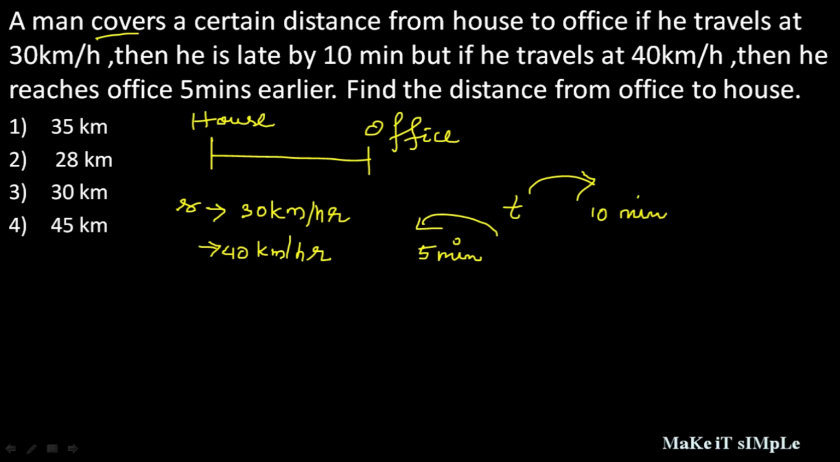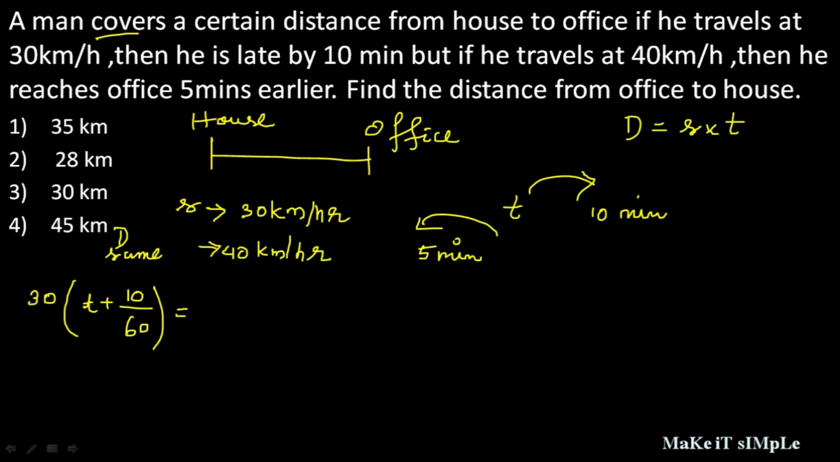Now we will proceed with the conventional method. Here in both cases the speed changes and the time also changes, but the distance remains the same. Since the distance remains the same, you know the formula: distance is speed into time. First the speed is 30, and the time is late, taking 10 minutes more than the usual time. How can we write 10 minutes? We write it as 10 by 60, since the speed is in kilometer per hour and all units should be in hours.